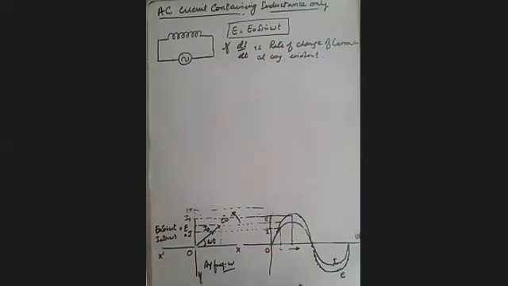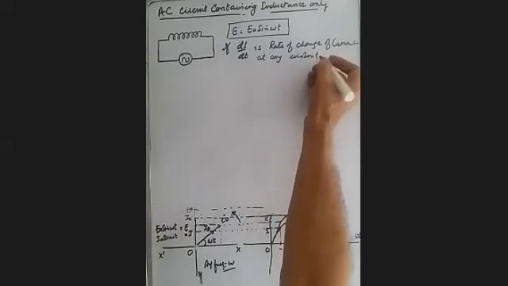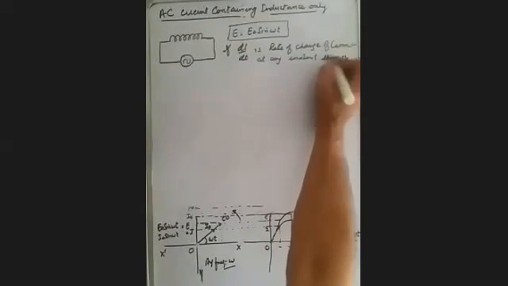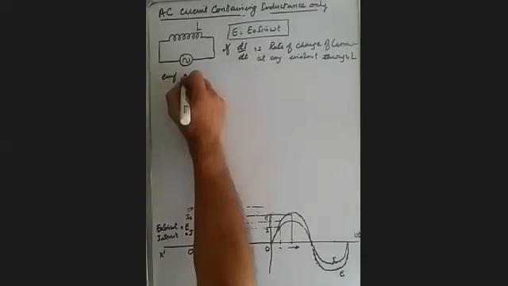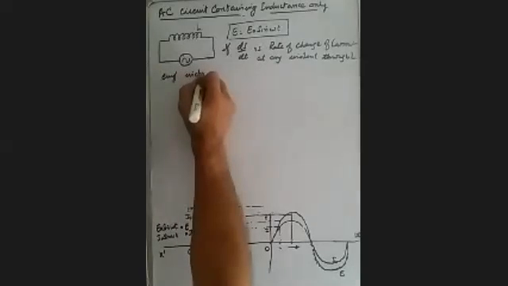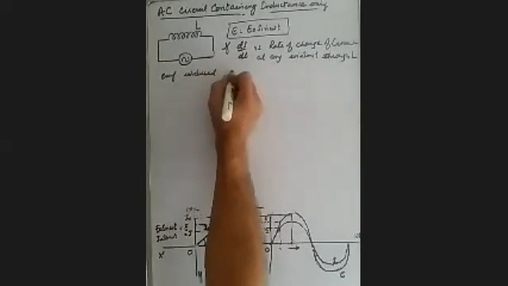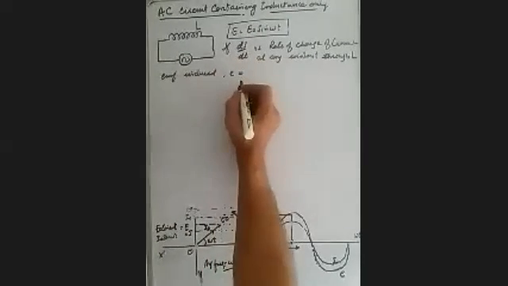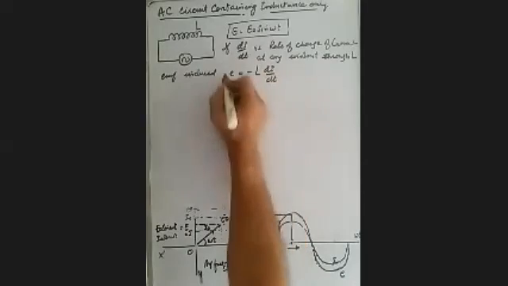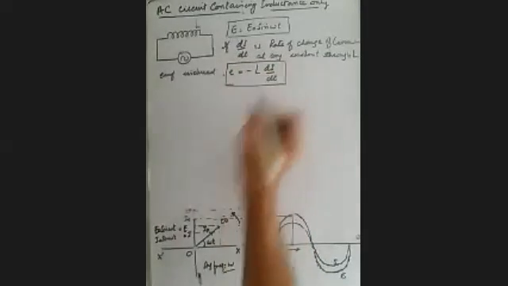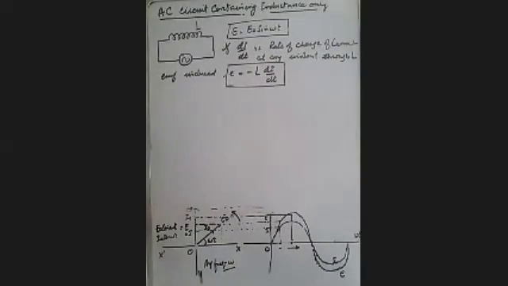Okay, then through this inductor of inductance L, the EMF that will be induced. We know that EMF is induced whenever the current through an inductor changes with time. The induced EMF is given by minus L di by dt. So the negative sign means it is opposing the change in current.